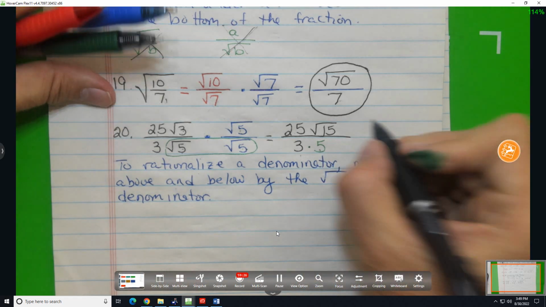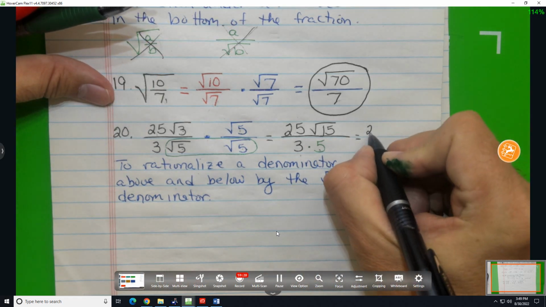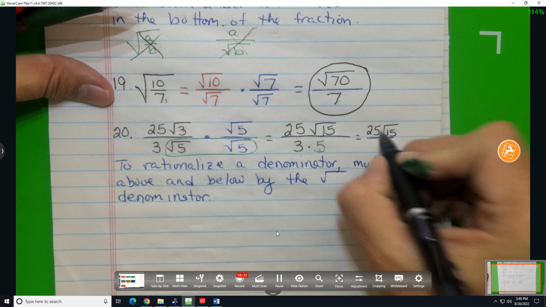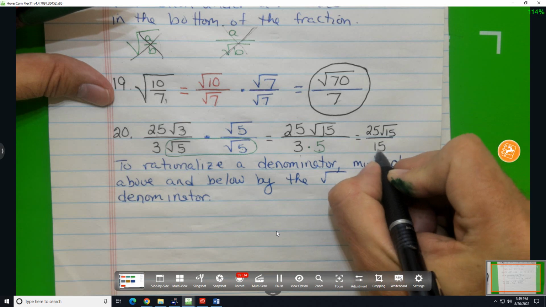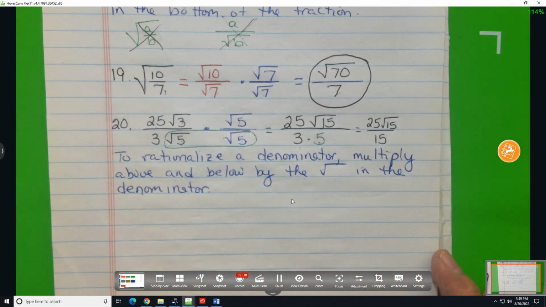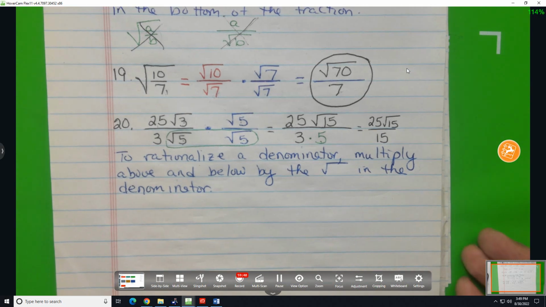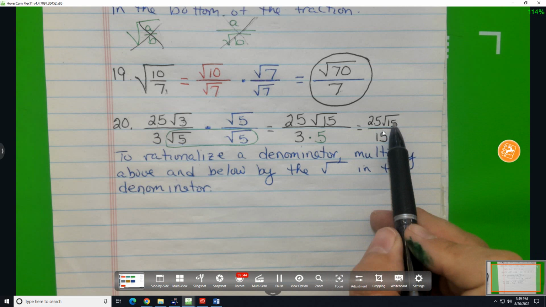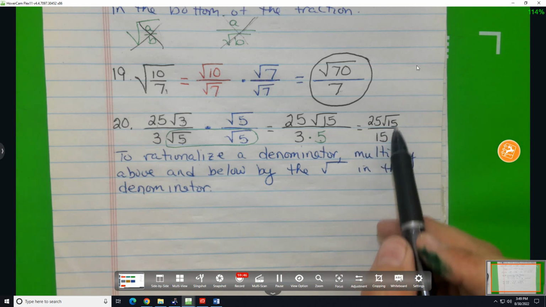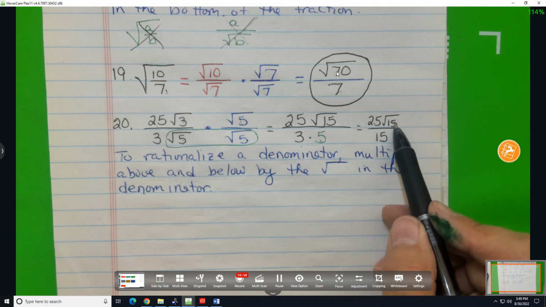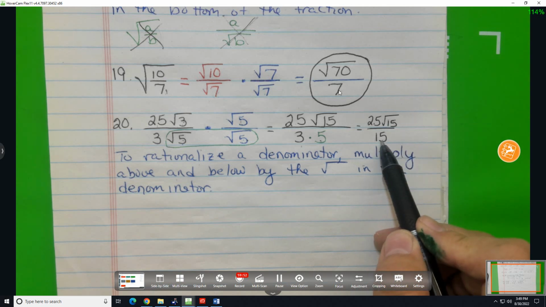So, I'm going to run out of room. That's 25 square root of 15 all over 15. But we're not finished yet, are we? What else can I cancel? Can I cancel the 15s? Say no. Remember I said you can't cancel something under a radical with something that's not under a radical.